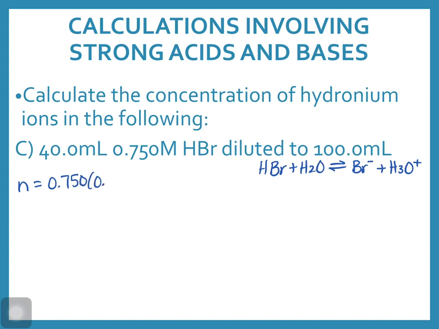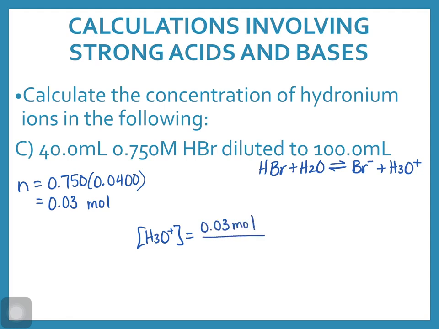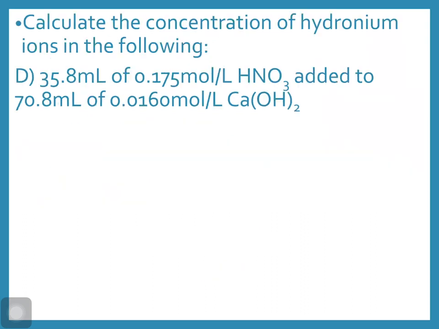So my number of moles of HBr from this solution is 0.750 times, remember we need to convert to liters, 0.040, so that is going to give us 0.03 moles. And when I add more water to that, my new volume is now 100 mLs, but I still have the same number of moles of HBr, and that is going to translate to the same number of moles of H3O plus. So my H3O plus concentration is 0.03 moles per 0.100 liters, which is equal to 0.3 moles per liter.